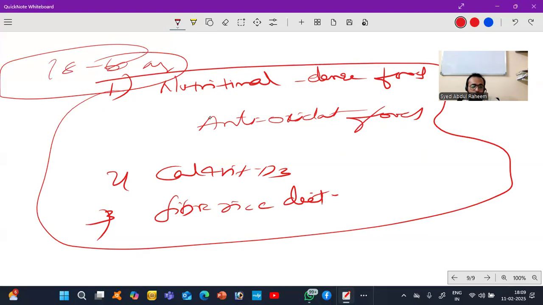According to that, you have to plan the breakfast and other meals. So this is about the diet plan for adolescents and everyone.